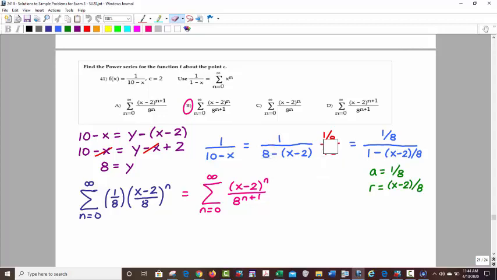So since that's an 8, I multiply top and bottom by 1 over 8. That gives me a 1/8 on top, and then 1 minus x minus 2 over 8. So your a is 1 over 8, your r is x minus 2 over 8. And then there it is. So the 1/8 is just a constant that sits there, and then you have x minus 2 over 8 raised to the n. And that's technically a correct answer, but I went ahead and just combined the 8's together. So 8 to the 1 on the bottom times 8 to the n on the bottom can combine together to be that result.